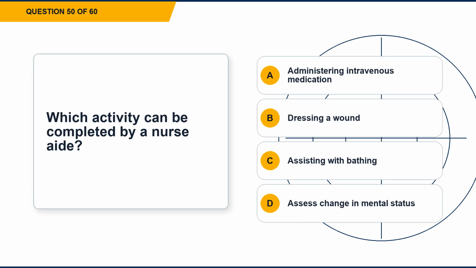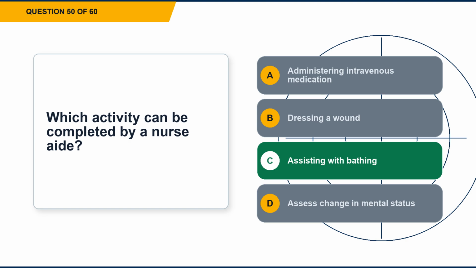Question 50. Which activity can be completed by a nurse aide? Option A, administering intravenous medication. Option B, dressing a wound. Option C, assisting with bathing. Option D, assess change in mental status. The correct answer is option C, assisting with bathing.